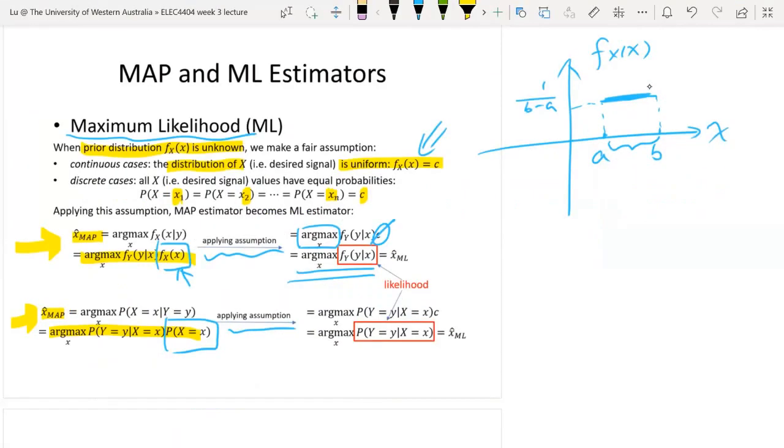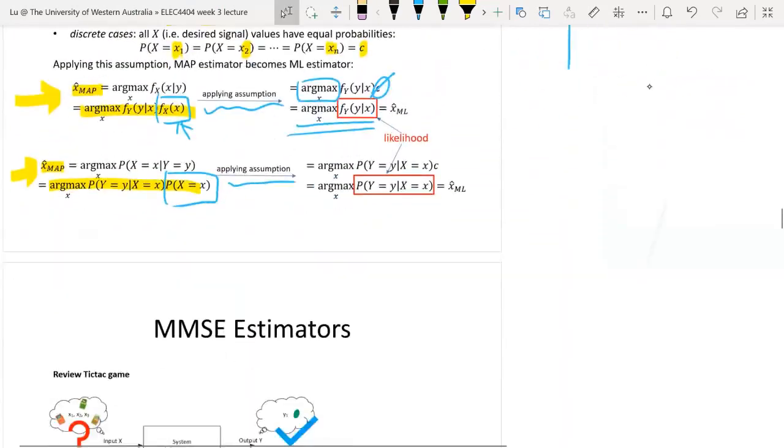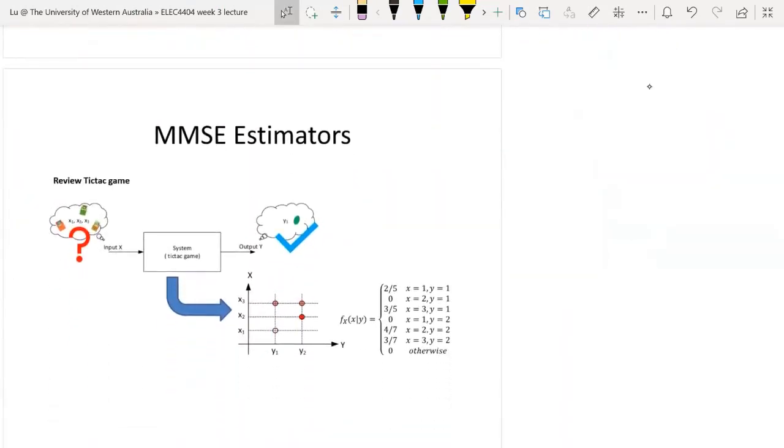Okay, after we understand the MAP and the ML, these two estimators, we are going to move on to our next section. In the next section, we are going to introduce a new estimator, which is called MMSE. This MMSE stands for Minimum Mean Square Error Estimator. Okay, but why do we need to extend our MAP and ML estimators to this new one?